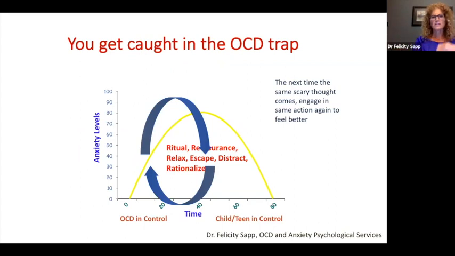Here's that OCD loop, OCD trap that I talked about earlier. And you can kind of see here that on this half of the graph, OCD is really in control. And what we want to do is get the child or the teen to this half of the graph where they can take back control over OCD.